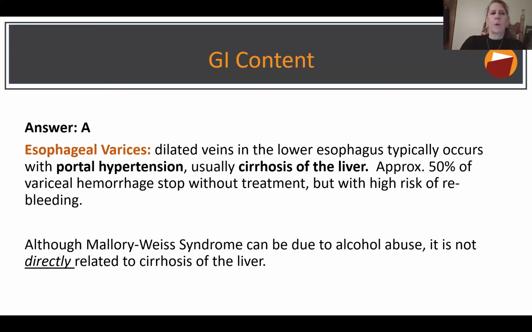That's a tough one. So esophageal varices are dilated veins in the lower esophagus, usually occurs when there's portal hypertension, usually cirrhosis of the liver. And there's an issue with bleeding and then high risk of rebleeding. So although Mallory-Weiss syndrome is or can be related to alcohol abuse, which we just talked about, it's not directly related to cirrhosis of the liver, where the esophageal varices are because of that portal hypertension. So it's more directly related to the cirrhosis of the liver.